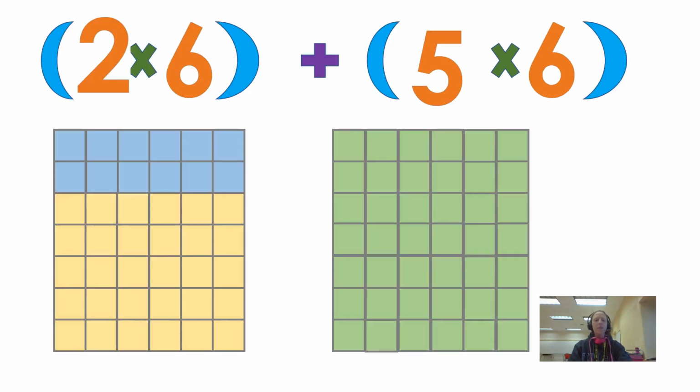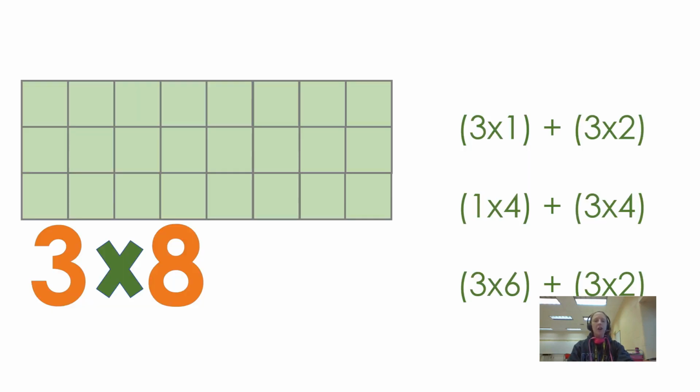To solve this number sentence, multiply inside the parentheses first. 2 times 6 is 12, and 5 times 6 is 30. Then add the products together. 12 plus 30 is 42. Now let's try to match an array to the correct written distributive property. The original number sentence is 3 times 8. The array shows 3 rows and 8 columns.